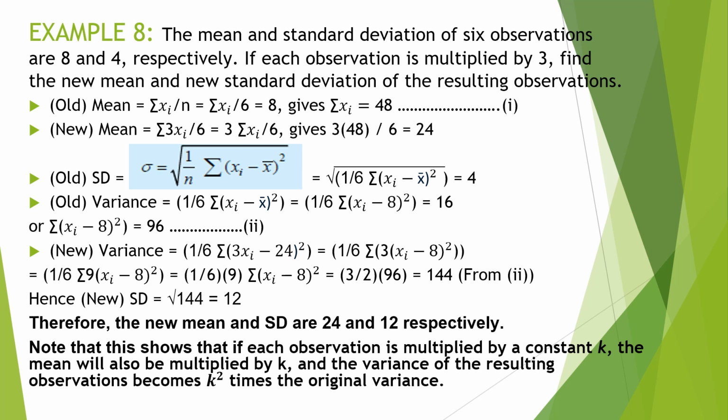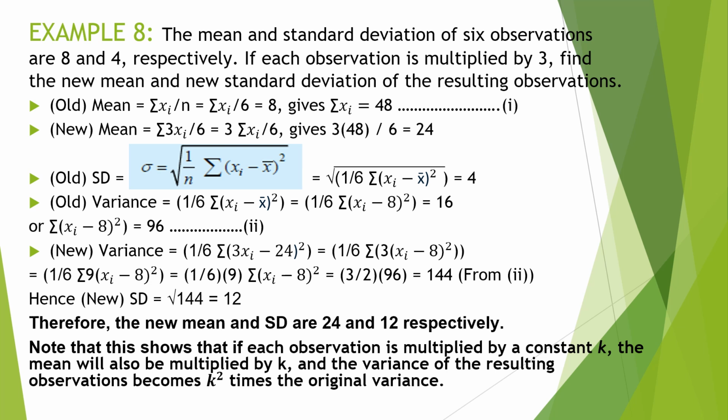The new mean will be now, each observation you are multiplying by 3. So 3 into x1 plus 3 into x2 plus 3 into x6. So it is sigma 3 xi upon 6 or 3 into sigma xi upon 6. But what is sigma xi? It is 48. So 3 into 48 upon 6, which is 24. So the new mean is 24. Now note here very carefully that if each observation is multiplied by 3, we see that the mean is also multiplied by 3. 8 into 3, 24.